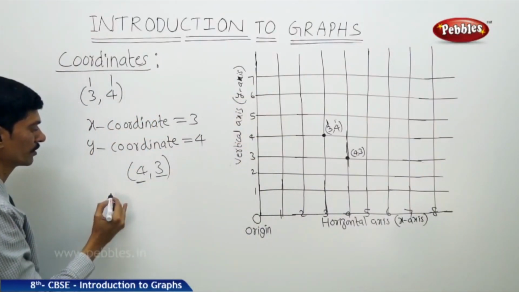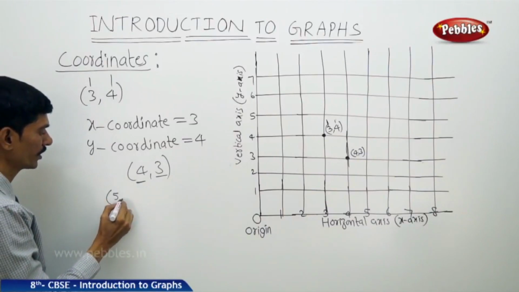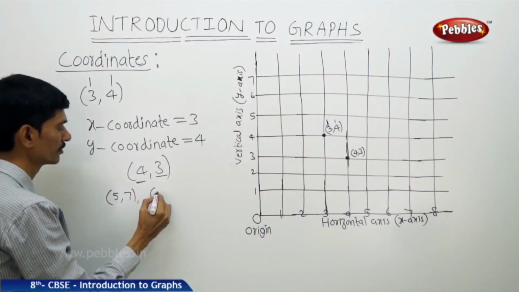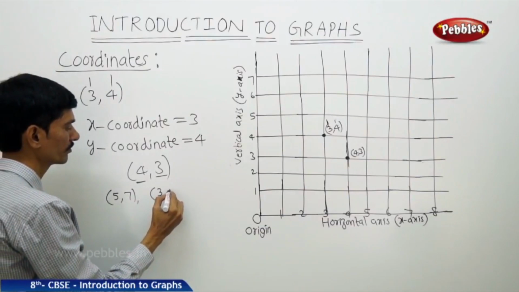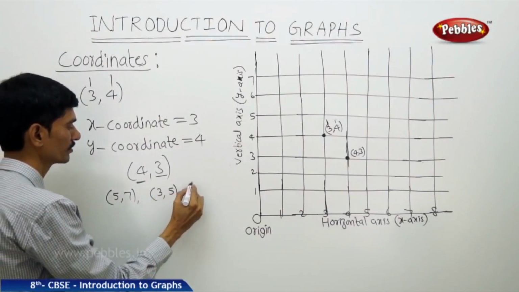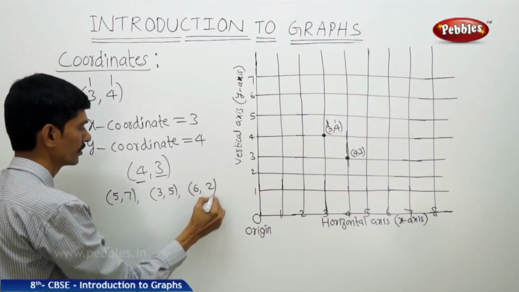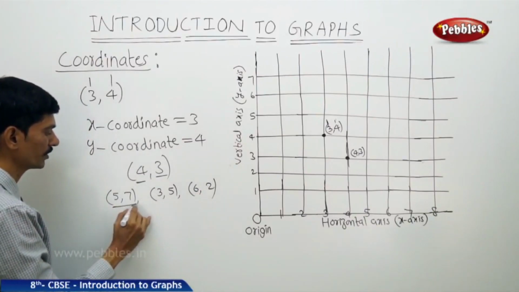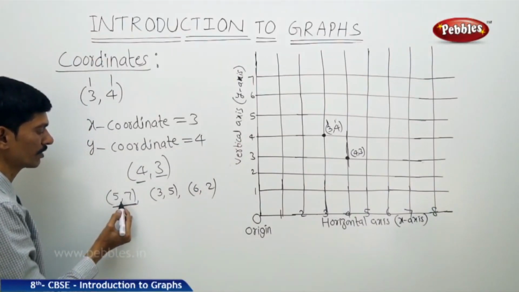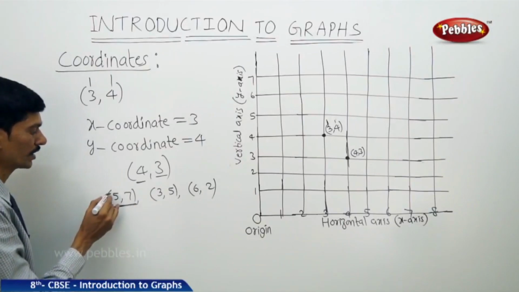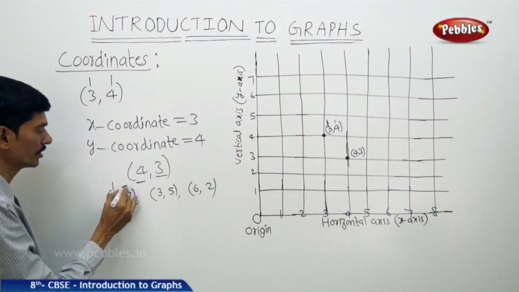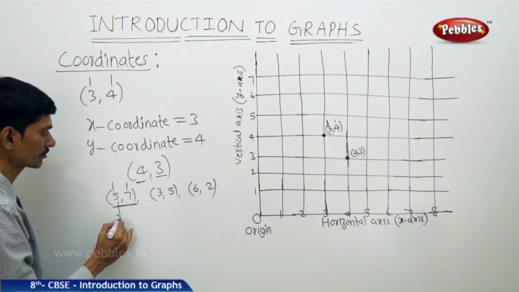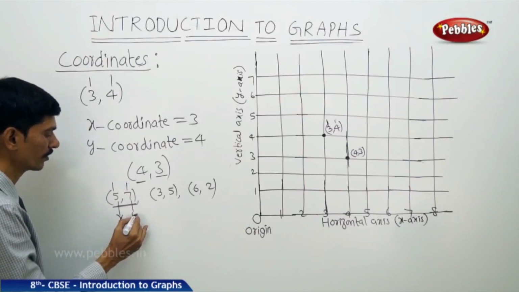Now let us determine the location of some other points like 5 comma 7 and 3 comma 5, then 6 comma 2. First you consider the point 5 comma 7. What are the coordinates of this point 5 comma 7? X coordinate is 5 and y coordinate is 7. So here 5 is the x coordinate and 7 is the y coordinate.